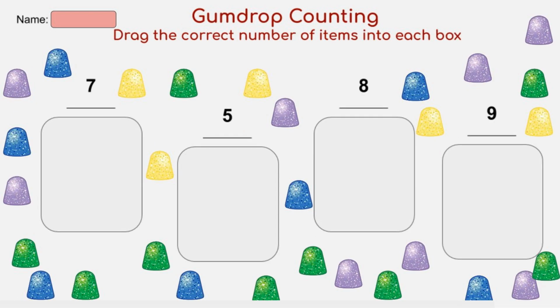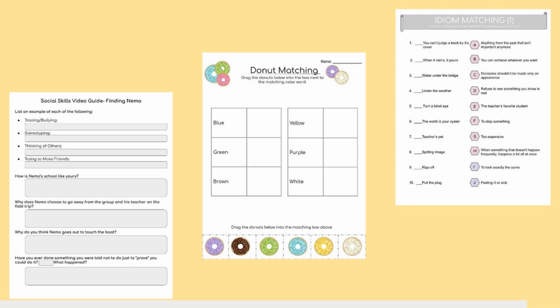Another example here, so again, dragging the correct number into each box. And here are some examples of worksheets. So again, a worksheet on the left, which I'll show you in a minute. So this would be a social skill guide for Finding Nemo. And instead of actually having to handwrite the answers out, they can click into each one of these boxes and type or use speech to text to put their answers in.